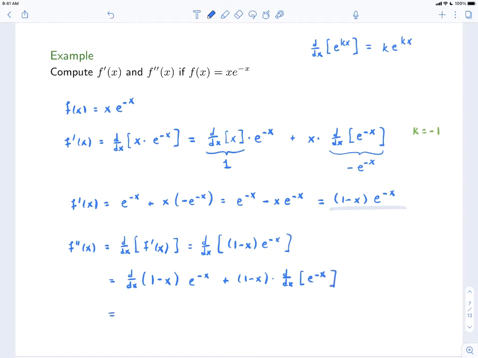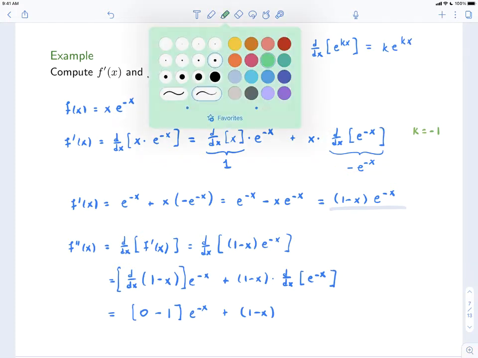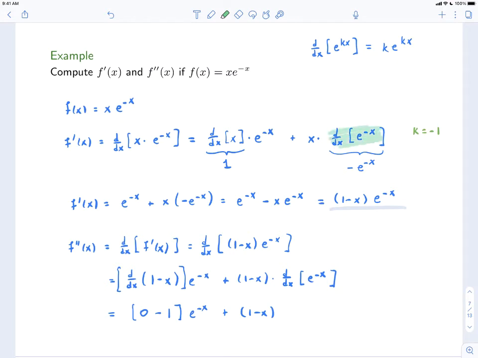Okay, well, the derivative of the first, what's the derivative of 1 minus x? Well, the derivative of 1 is 0, minus the derivative of x is minus 1 times e to the negative x, plus 1 minus x times the derivative of e to the negative x. But of course, the derivative of e to the negative x is something we just computed right here. In fact, let's just highlight that. The derivative with respect to x of e to the negative x is negative e to the negative x. So we're differentiating the same function here again. So this is going to be negative e to the negative x.